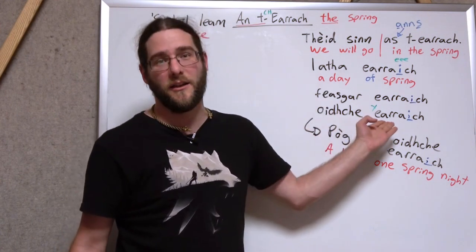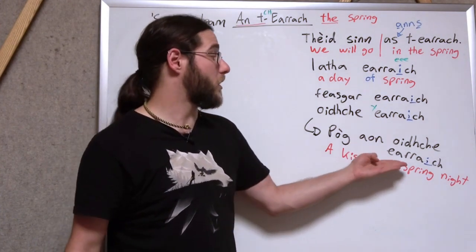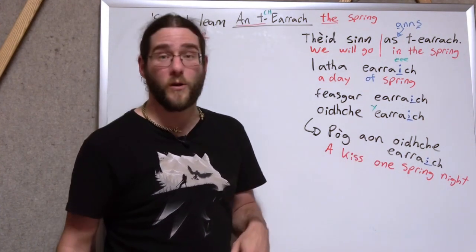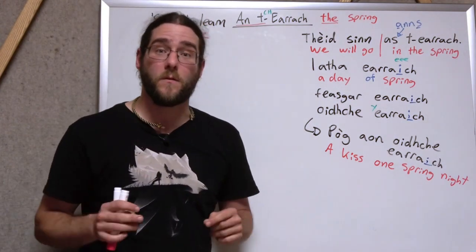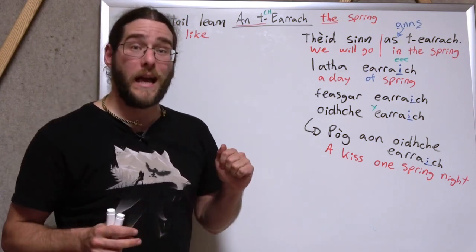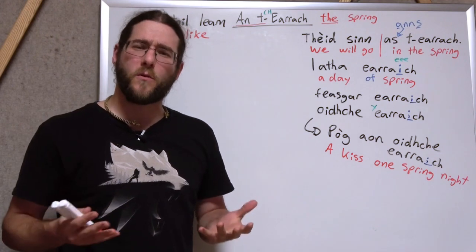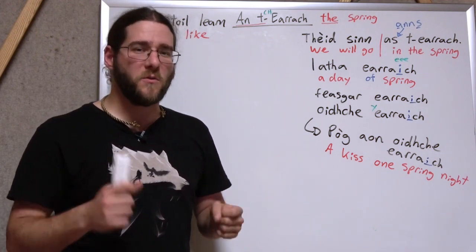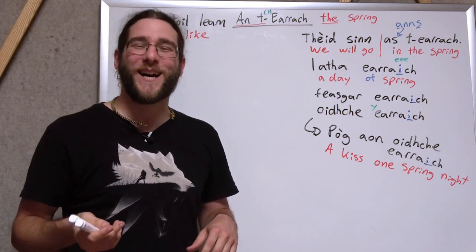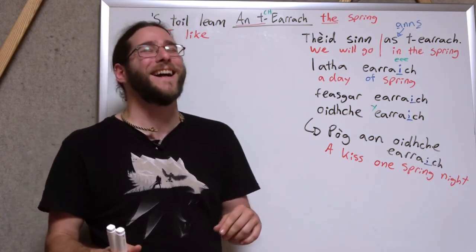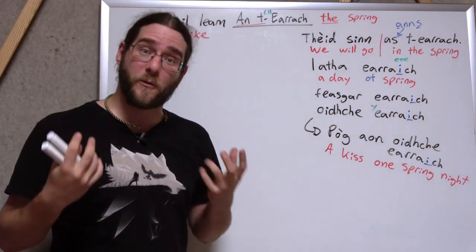Oiche yarich, a spring night. And in the Runrig song, Pòg an oiche yarich, a kiss one spring night. So this is how the word spring is used in many different ways. And next, let's take a look at the months of spring. How do we use those too? Your Gaelic is really going to bloom a lot. Bloom. Pun unintended, but very welcome. Your Gaelic is going to bloom a lot once these feel a bit more natural to you.